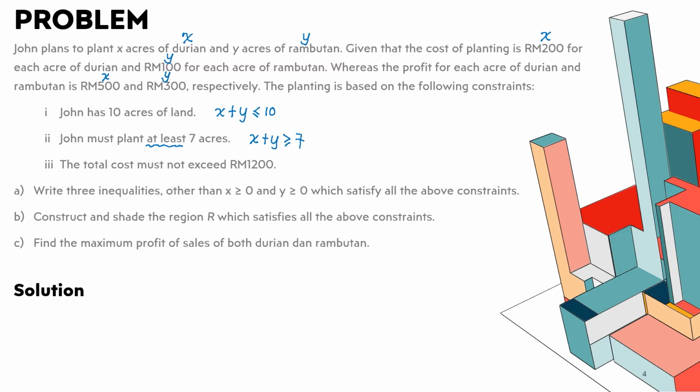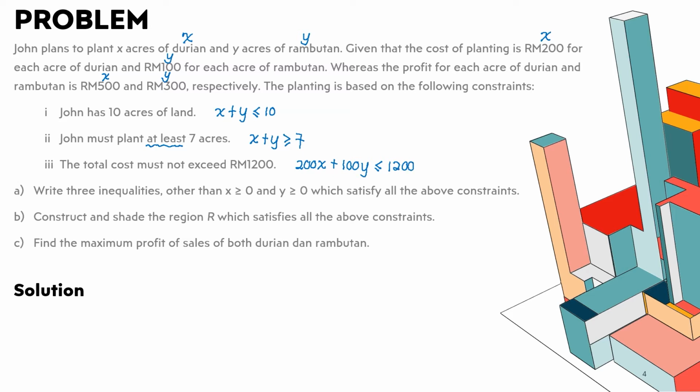The total cost must not exceed Rm 1200. So now we look at what is the cost for durian. 200 is the cost of durian for each acre. So it means that 200x plus, whereas for the rambutan it is 100 ringgit for each acre. So it's plus 100y for the rambutan must be less than or equals to 1200.